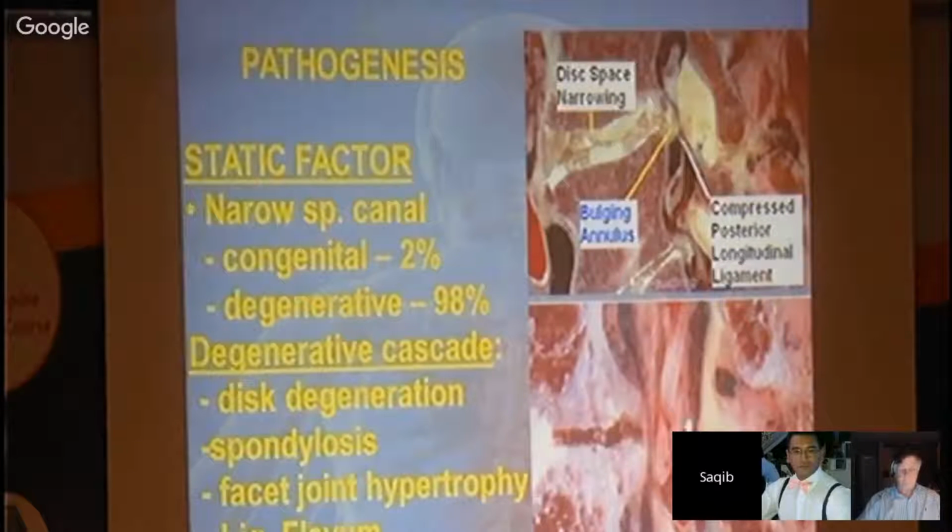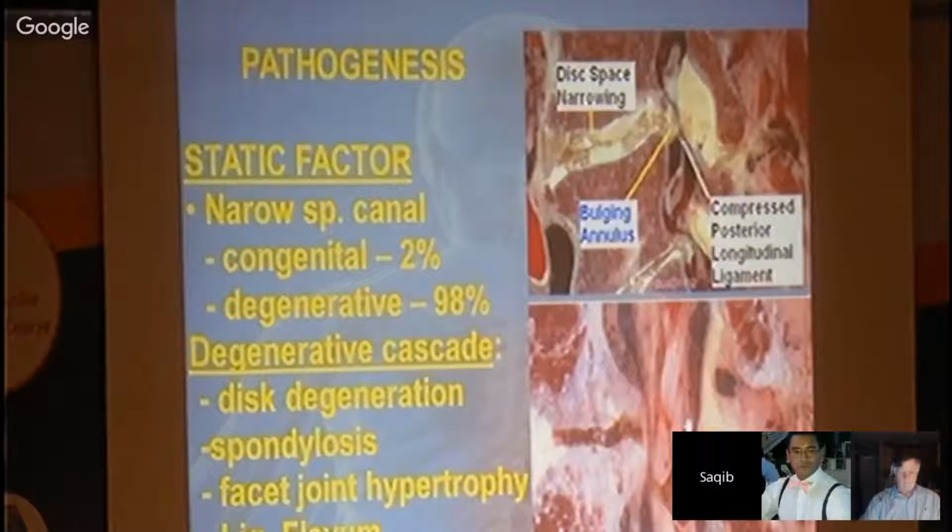So let's say something about the pathogenesis of cervical spondylotic myelopathy. You have a static factor, which is the compression of the spinal cord. As you can see here, the disc is collapsed, and this is causing buckling of the ligaments. This is causing hypertrophy of the facets, and the spinal cord is badly squeezed. This is the static factor in the pathogenesis. In 2% of the cases you have a congenitally narrow canal, but in the remaining 98%, it is degenerative.